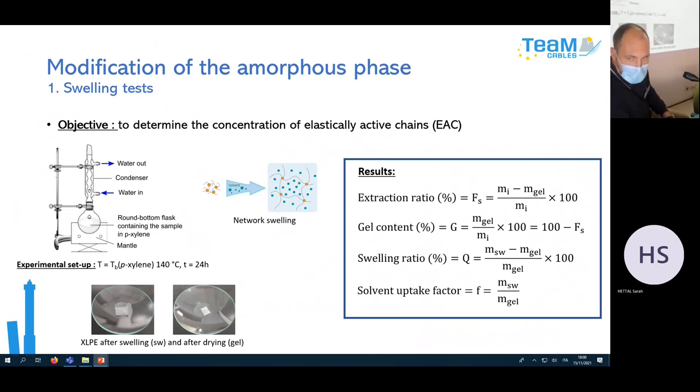The formulas on the right are written just to show you different properties that can be calculated through the characterization of the swelling experiment. On the bottom left, you will also see a sample after swelling in a good solvent, which is paraxylene, and after drying to remove the solvent from the material that has been swollen.